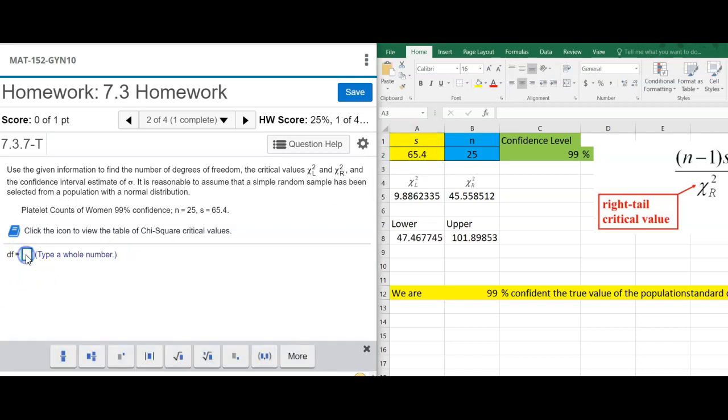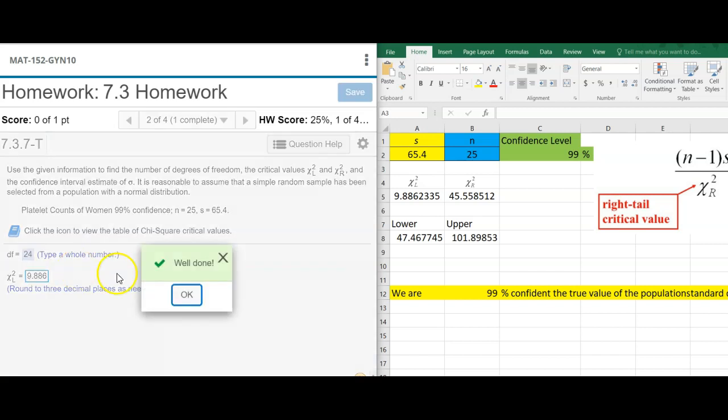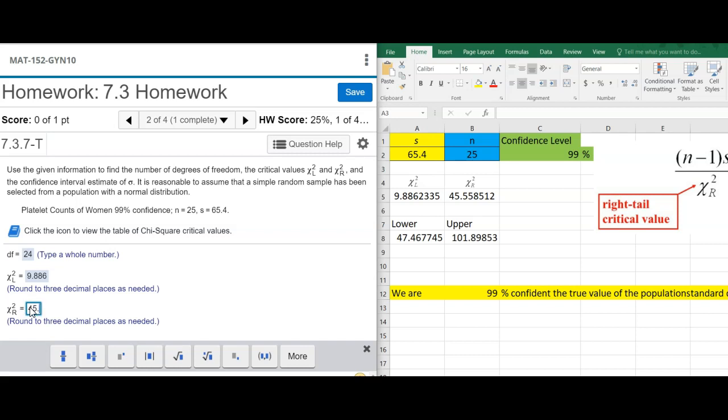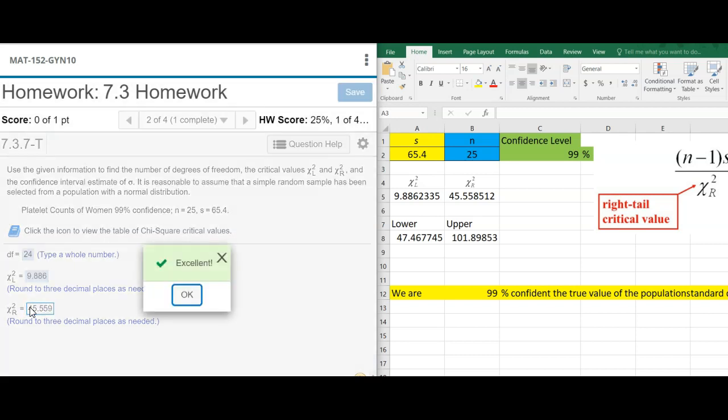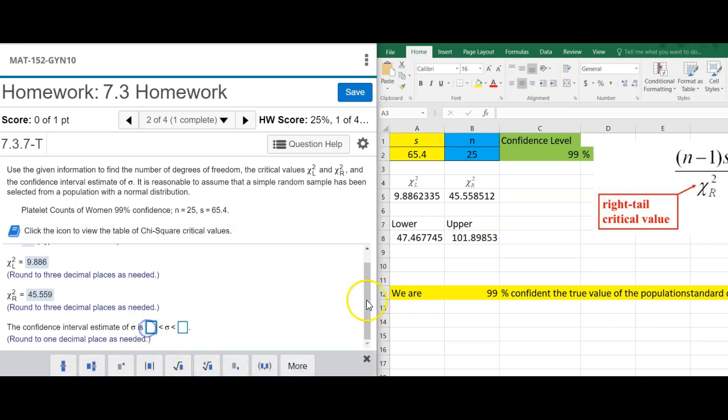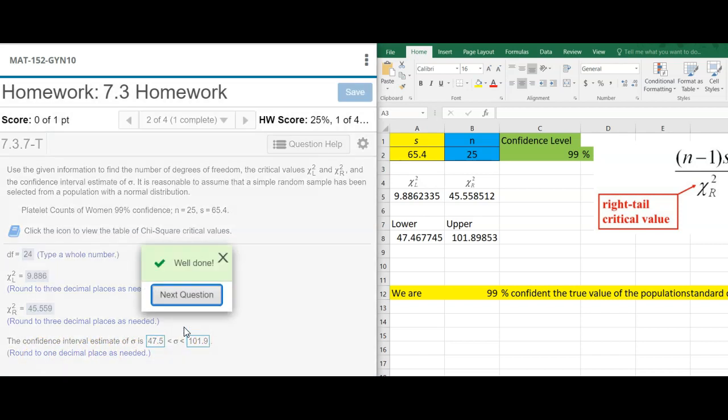Degrees of freedom is 1 less than the sample size, so 24. The left is 9 point, I want 3 places, so 9.886. The right is 45.559. Then our confidence interval is these 2 numbers right here. Do make note that it's telling you to round to 1 decimal place down here. So there is our confidence interval.